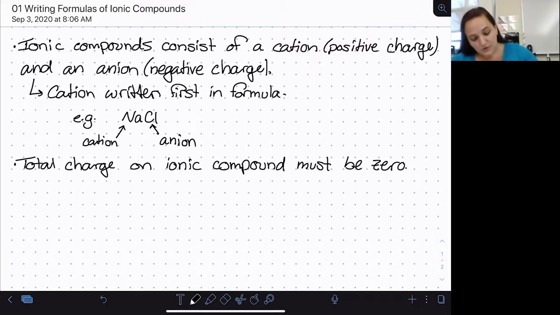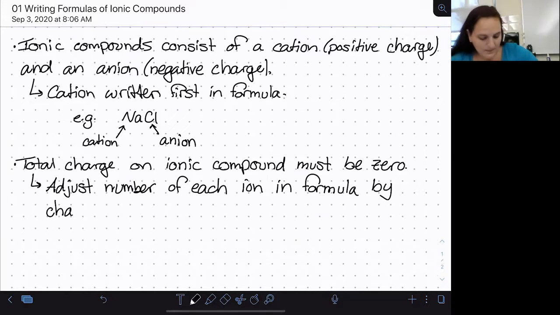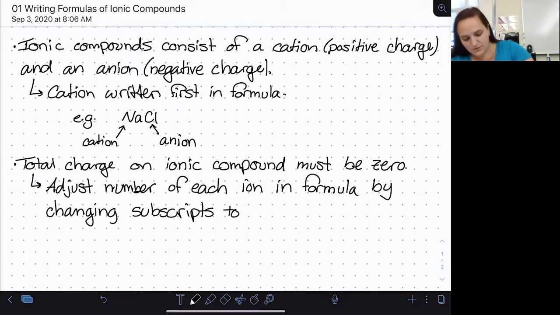So what happens if, say, our cation has a +2 charge and our anion has a -1 charge? We just adjust the numbers of each of our ions with subscripts in our formula in order to make it so. We'll adjust the number of each ion in our formula by changing subscripts to make the total charge 0.